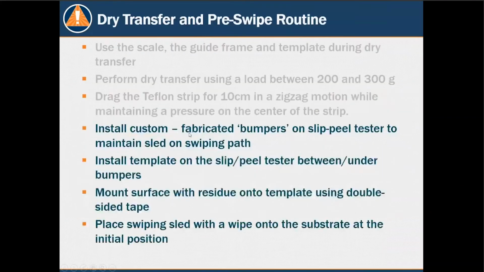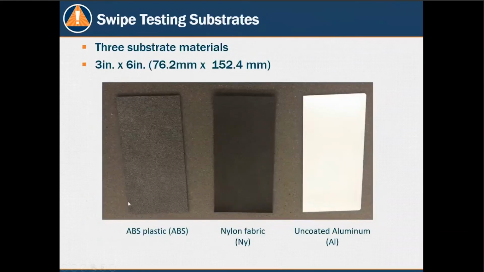So as I mentioned, we custom fabricated these bumpers, a bowling analogy, to keep the sled right where we wanted it. And then we had our surface that was contaminated with residue held in place, and then the swiping sled moves across that surface, as I just mentioned. Okay. We used ABS plastic, uncoated aluminum, and nylon as the three substrates that we were going to contaminate and study removal. These were all well-defined sizes. They were all prepared so that if there was any pattern in the substrate, that pattern was always oriented in the same direction relative to the swiping.